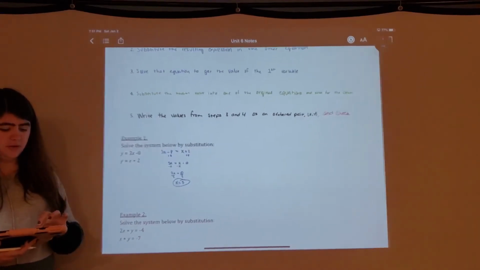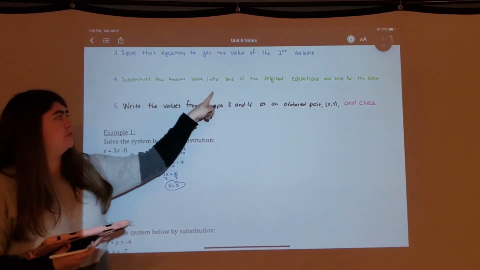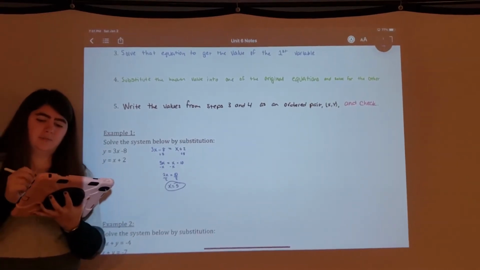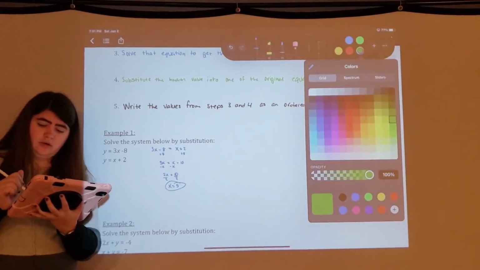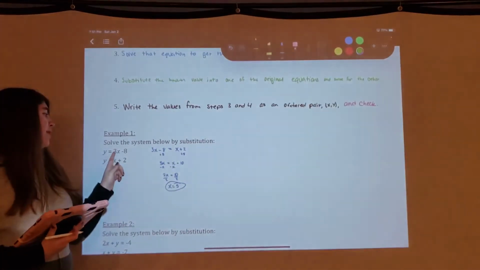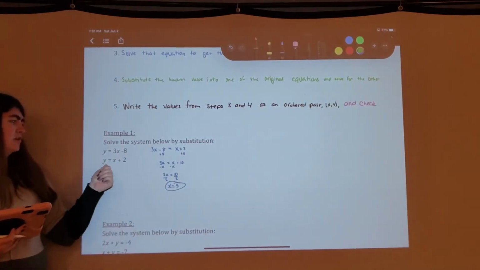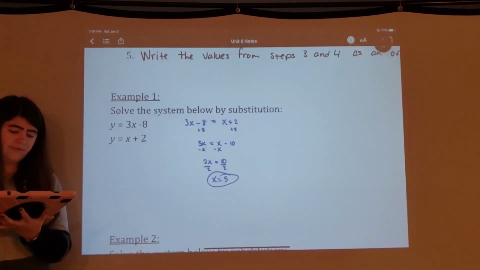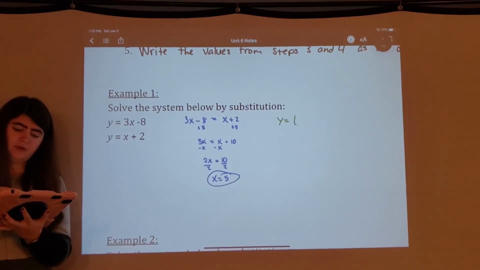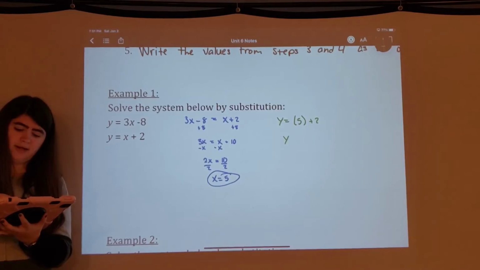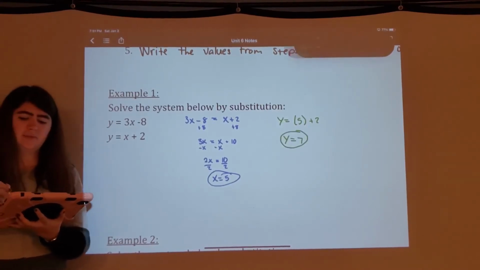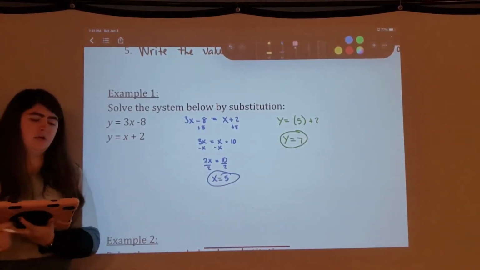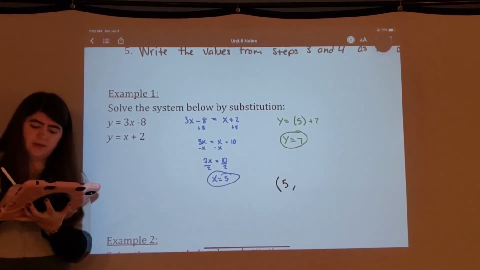Okay, so that was steps 2 and 3. Step 4, substitute the known value into the original equation and solve for the other value. So we're now going to solve for our y. So I'm going to go ahead and take my x and plug it into one of these two equations. I'm noticing that this second equation is going to be the easier one to solve with. There are fewer steps there, so that's the one I'm going to use. So I have y is equal to x, which is now 5, plus 2, which means y is equal to 7. That's step 4. Then step 5, you're going to write these two things together in an ordered pair. So I have an x of 5 and a y of 7. So my answer is (5, 7).